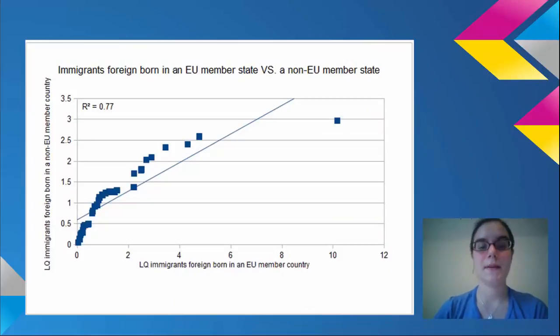Then I correlated my data. So I took the LQ of immigrants foreign-born in a non-EU member country versus the LQ of immigrants foreign-born in an EU member country. And as you can see, there's a positive linear relationship between the two, and the correlation value is 0.77, which is relatively high and close to linear. The one data point that sticks out among the others, almost an outlier, is Luxembourg. That's the one all the way to the right of the line.